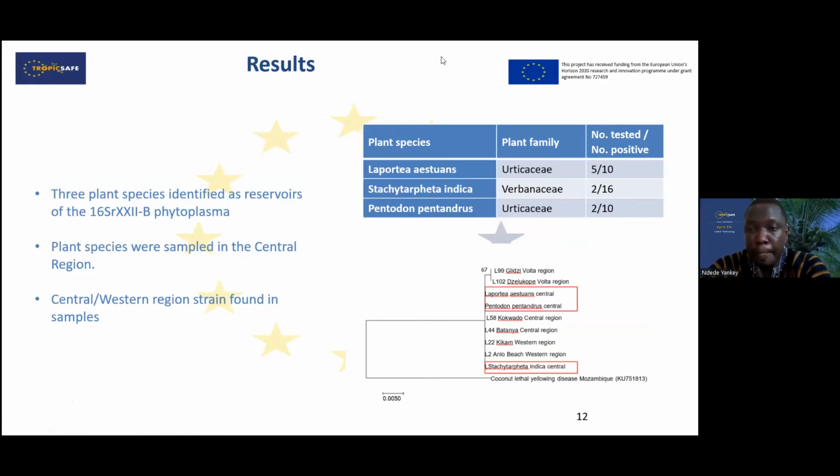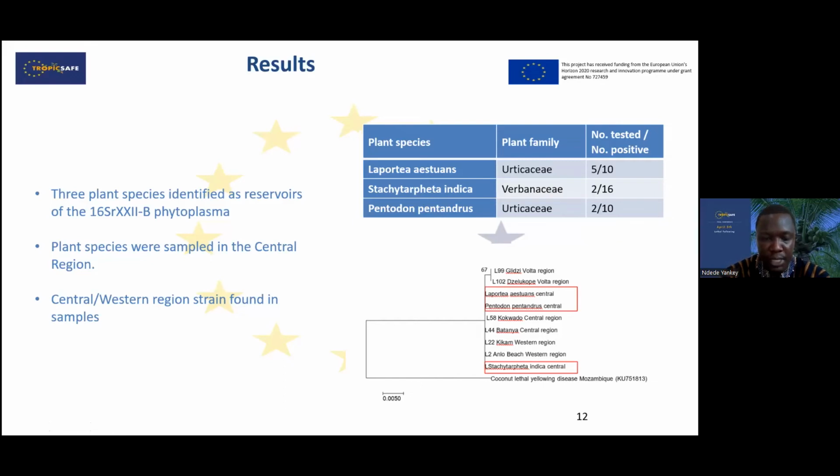So for results, we found the phytoplasma in 3 plant species. That is Laportea aestuans, Stachytarpheta indica, and Pteroda petandrus. And these are the numbers we have detected as positive in the total number of samples we have tested. Now, all the plant species that were positive for the phytoplasma were sampled from the central region. None of the plants sampled from the western and Volta region harbored the phytoplasma.